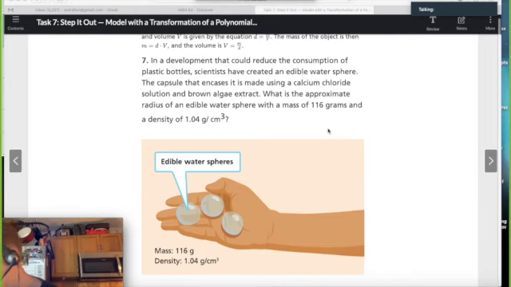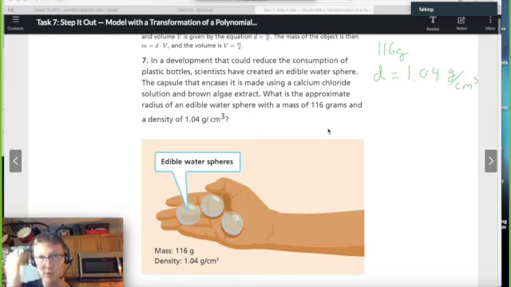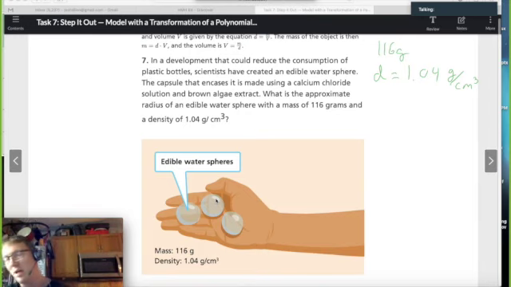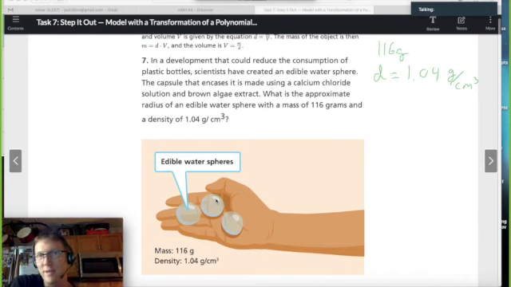With a mass of 116 grams and a density of 1.04 grams over centimeters cubed. So these are actually kind of interesting. The goal of these is, you can buy a bunch of edible water spheres, and instead of using a water bottle, you just pop the spheres in your mouth, bite down, and then you got a whole bunch of water. And it's all edible, nutritious. I guess it's made of algae, so that's kind of cool.